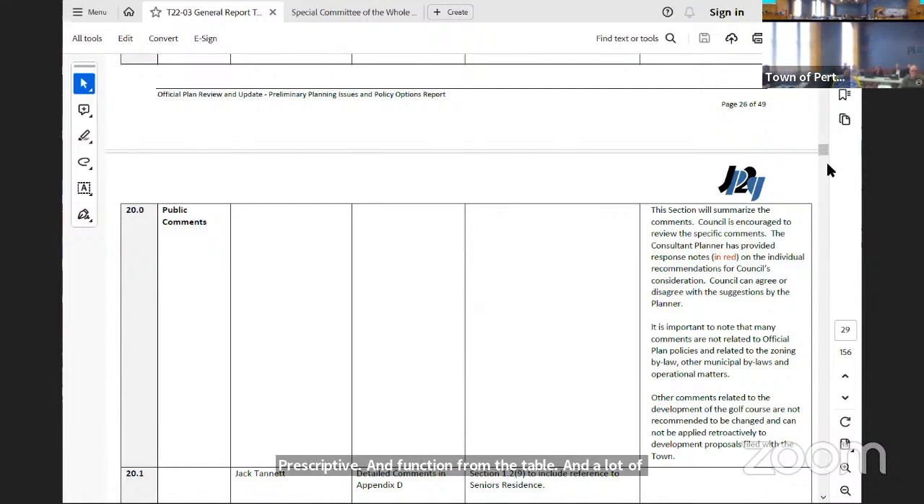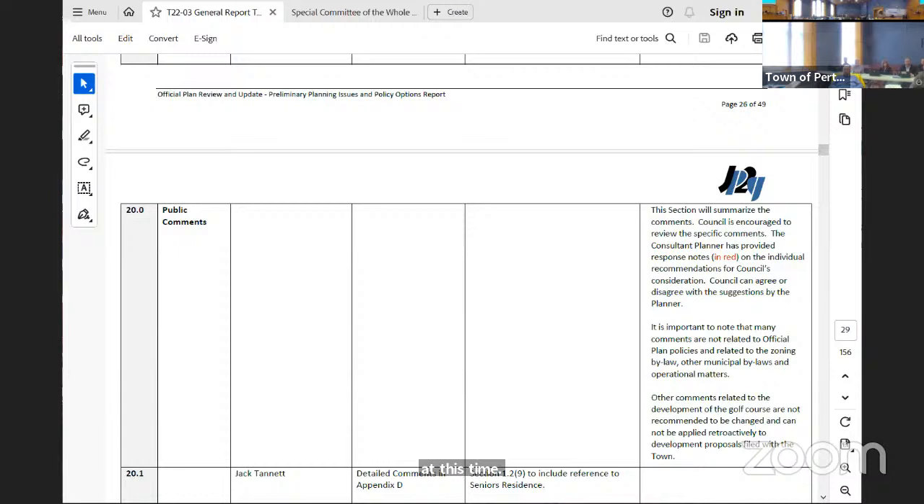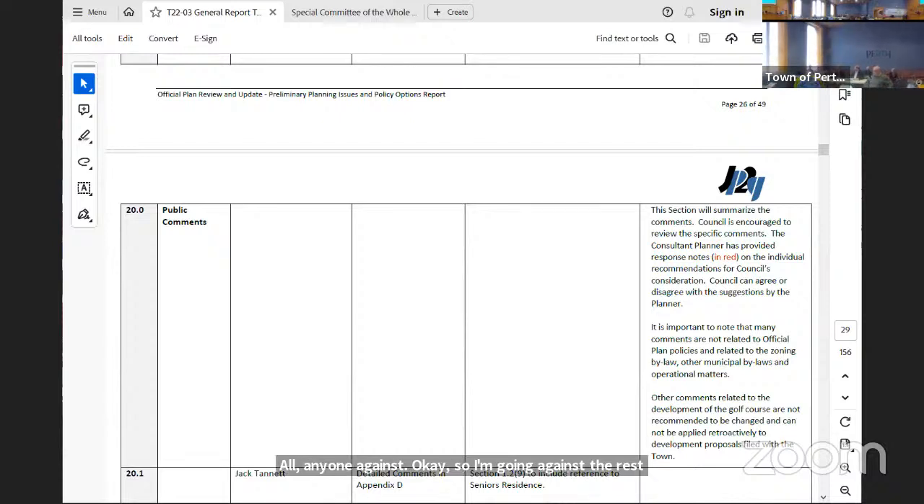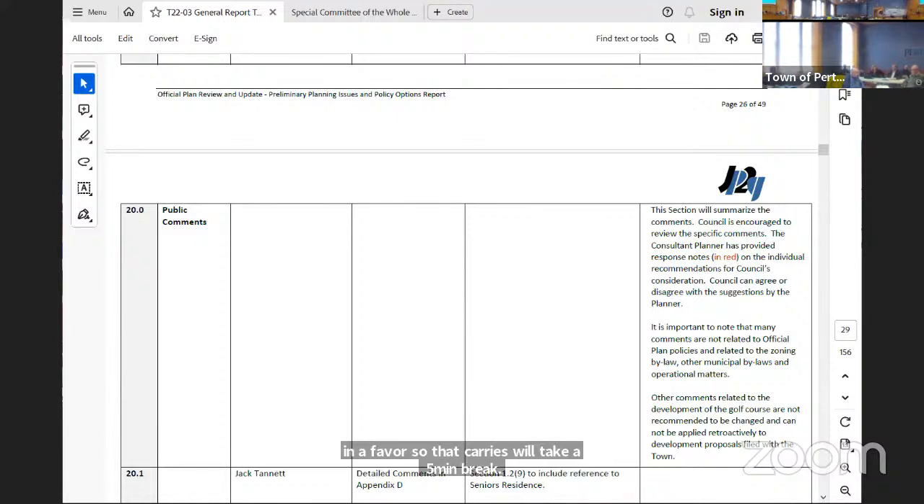So if you want to just touch on any of that. Excuse me, Laura? Madam Chair, yes, could we have a small break? Absolutely, we can. Would you like to make a motion to have a break? Yes, I move that we have a 10-minute break at this time. Okay, all in favor? Anyone against? Okay, so one against and the rest in favor, so that carries. We'll take a 5-minute break. You want 10 minutes? 10-minute break, okay.